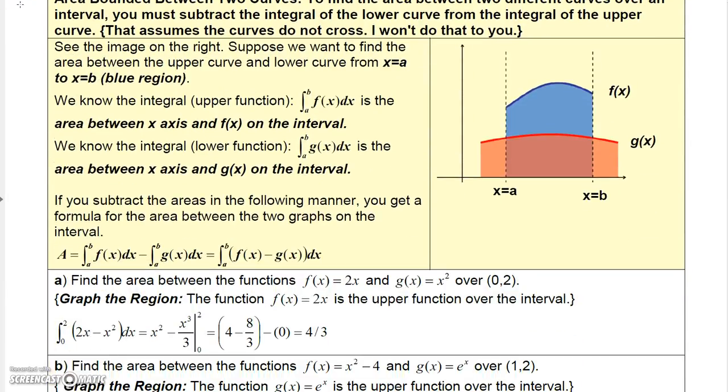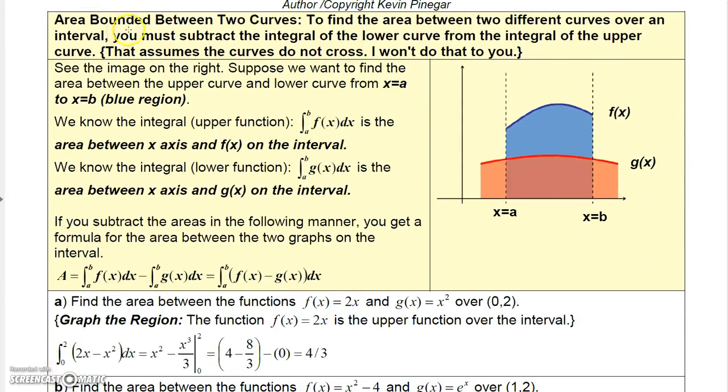Now, it turns out that if you want to find the area bounded between two curves, that's very simple. To find the area bounded between two curves, let's say that this curve is f of x right here, and then this curve, the red curve, is g of x. So if I want this area between them, this blue region, well, think about it.